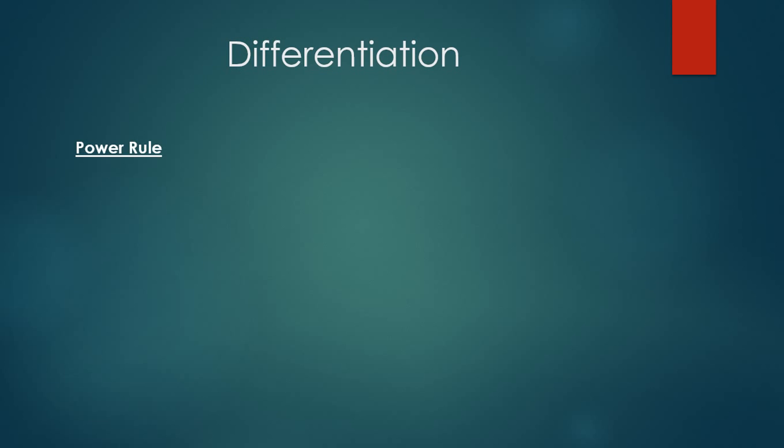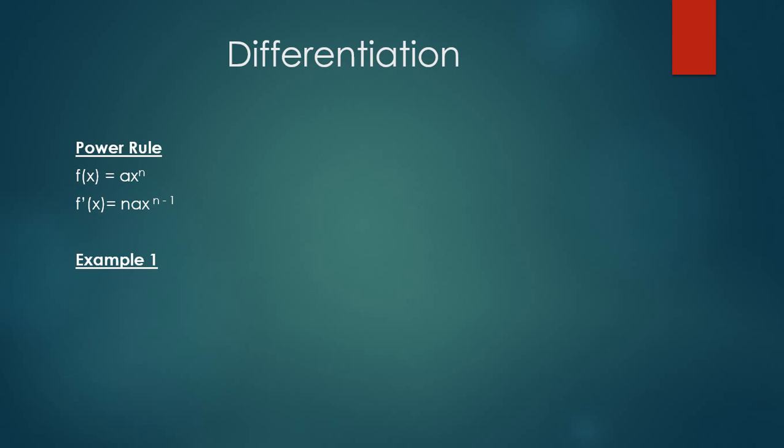So we're going to use what is called the power rule. If we have a function in the form ax to the n, then the derivative is equal to n times ax to the n minus 1. So what this is saying is we multiply by the power and we subtract 1 from the power to get the new power. So we bring down the power, multiply, and then we subtract 1.